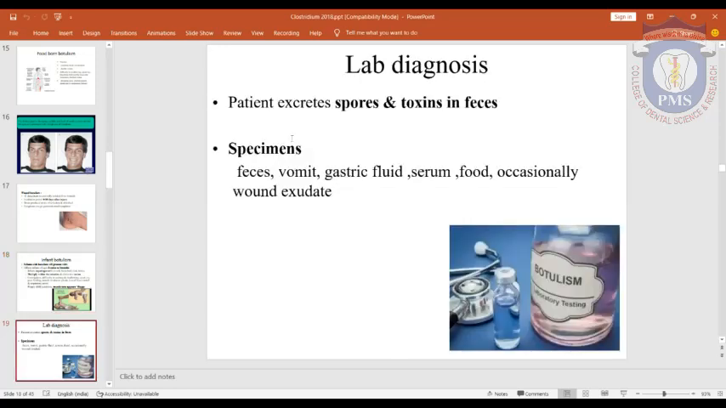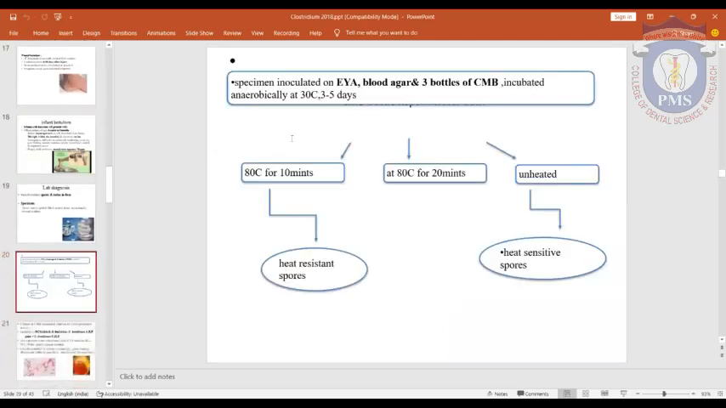Now, laboratory diagnosis of Clostridium botulinum. The specimens to be collected include feces, vomit, gastric fluid, serum, food, and occasionally wound exudate. The patient excretes spores and toxin in feces. Specimen is injected into mice and they develop paralysis in 48 hours. This is known as the antitoxin neutralization test in mice.